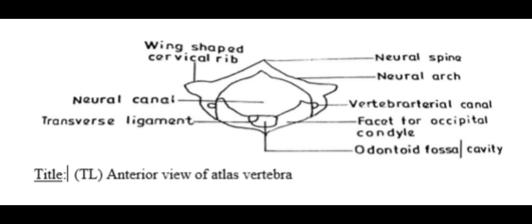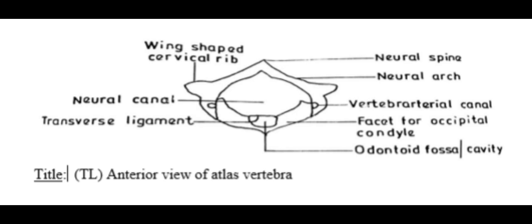All right, and for the details, we should have the vertebrarterial canal shown, the reduced neural spine, the cervical rib, and the transverse process should show. You should label all these parts I've mentioned: the neural spine, the vertebrarterial canal, the transverse process, the cervical rib, that's the cervical rib here. Then the neural canal, the neural arch, the facets, the odontoid fossa, and the cavity. You must label all these parts to have full marks in your diagram.